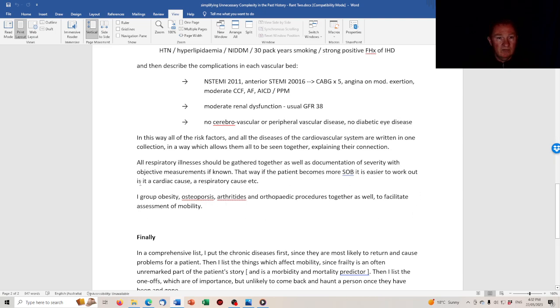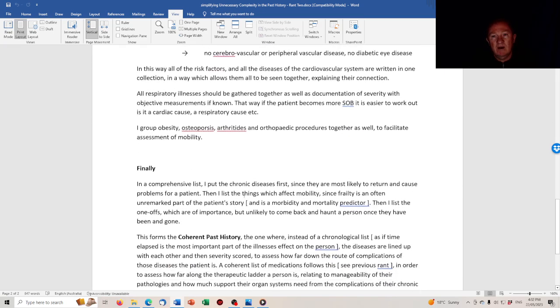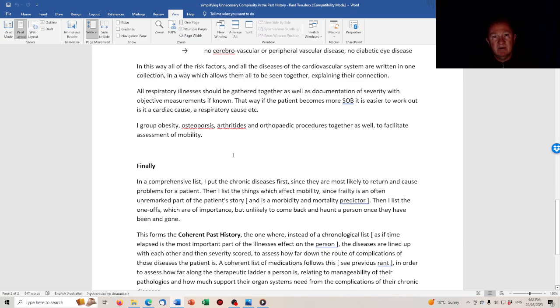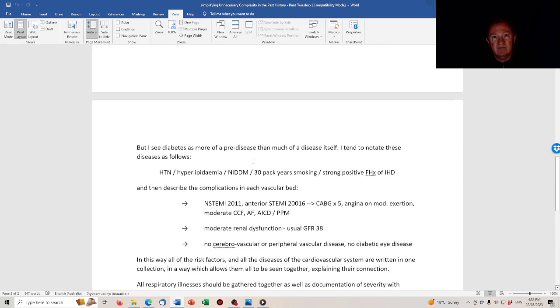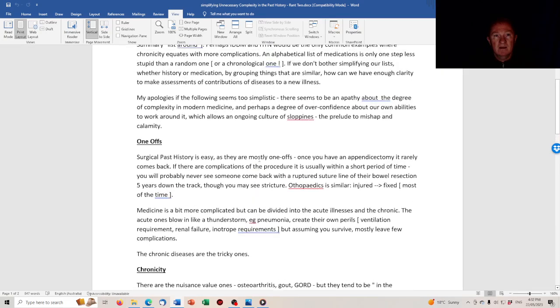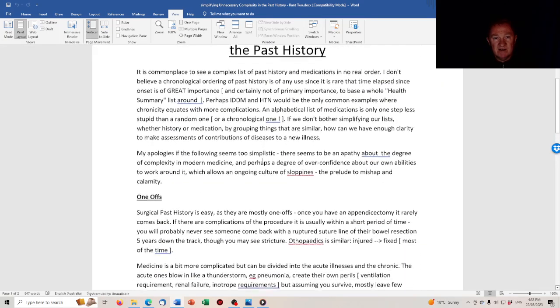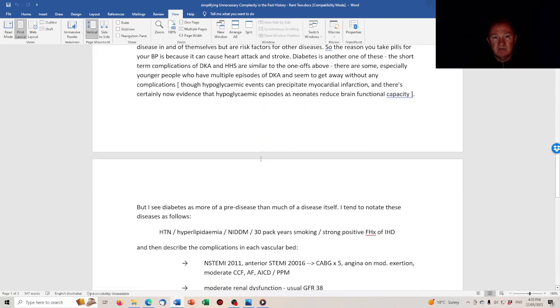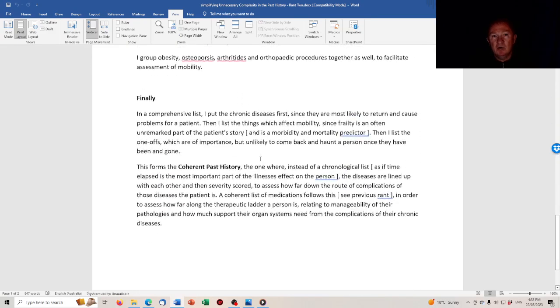If you can put all of the bony diseases and the orthopedic procedures together, it gives you a way to assess their mobility, because ultimately that's what we're looking for when we're looking at the complexity of the past history. What we're trying to do is nut out how good or bad this patient is. Are they good protoplasm? Are they poor protoplasm? Have they had lots of problems in multiple organ systems?